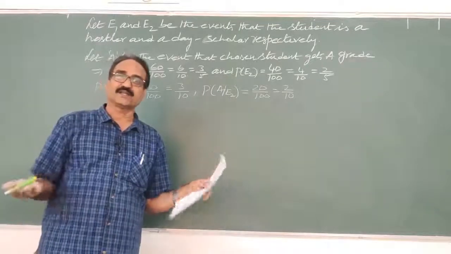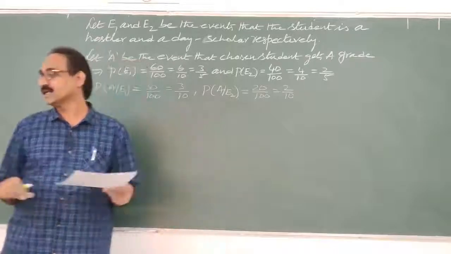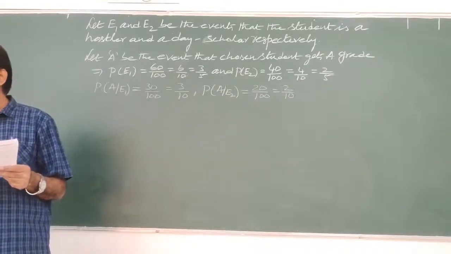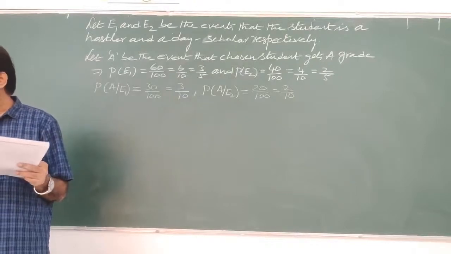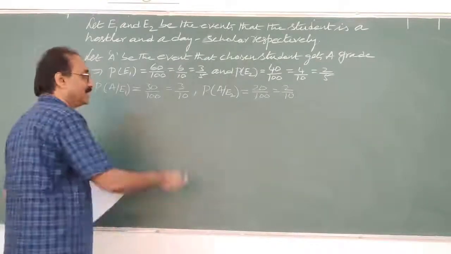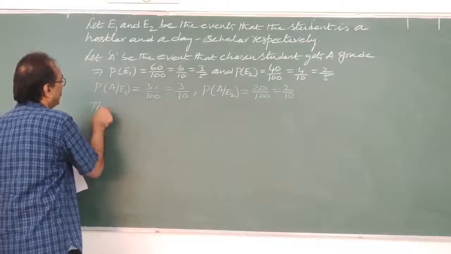Okay, happy. Now the reverse probability. What is being asked? We should write that. Now what is asked finally? The probability that a randomly chosen student.